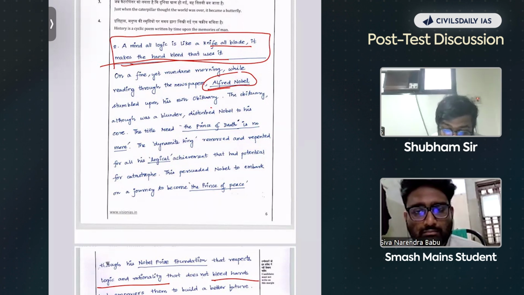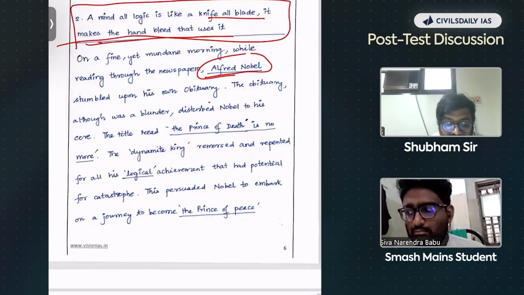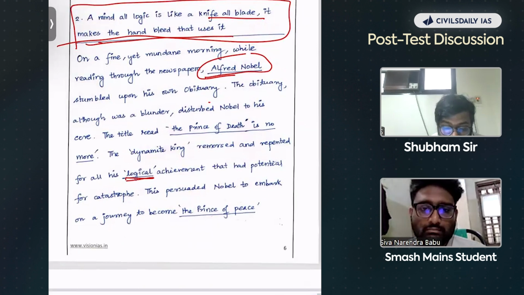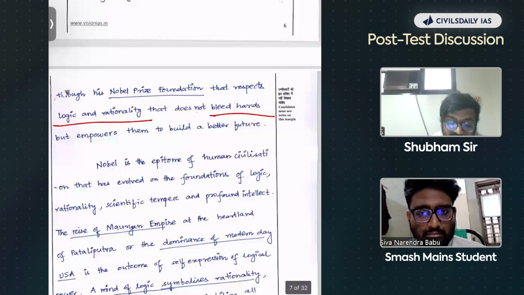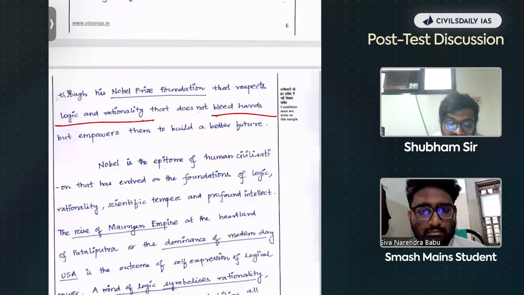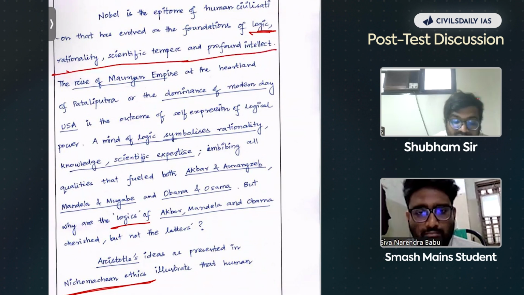Here, the dynamite king felt remorse and repented for all his logical achievements. In the introduction itself, he is linking to logical achievements that had potential for catastrophe. He is persuaded to embark on a journey as the Prince of Peace. So this is his introduction: through his Nobel Prize Foundation that respects logic and rationality, it does not bleed hands, but empowers them to build wealth and future. Now Nobel is the epitome of human civilization that has evolved from a foundation of logic, rationality, scientific temper, and profound intellect.